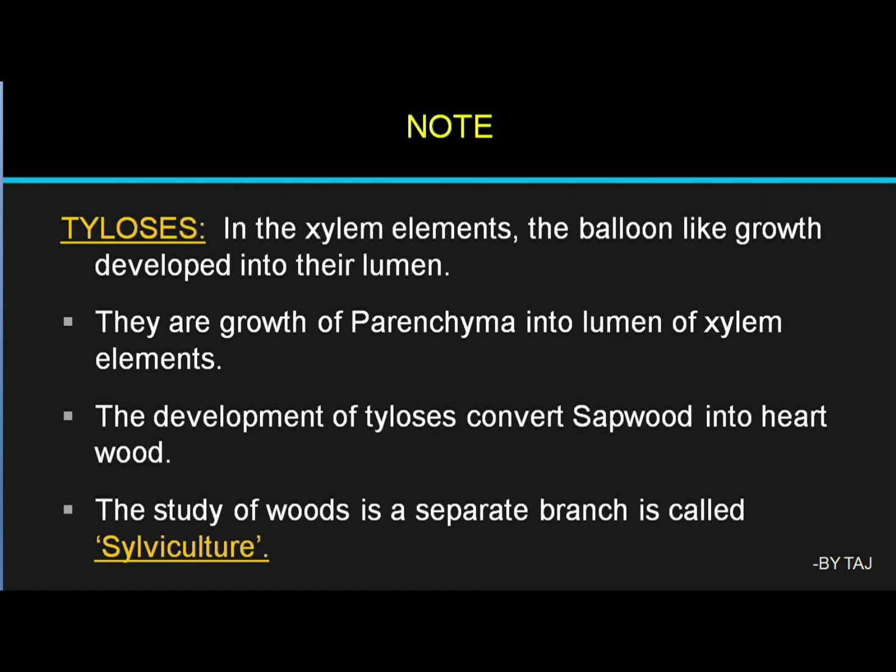As I mentioned about tyloses, in the xylem element, a balloon-like growth develops into the lumen. These we call tyloses. It is very important for the HSTR exam. They are the growth of parenchyma into the lumen of a xylem element, that you should remember. Parenchyma cells grow into the lumen of the xylem elements in the form of a balloon-like structure. The development of tyloses converts sapwood into heartwood. This is about the tyloses. The study of wood is a separate branch called silviculture. Very important, you have to remember.